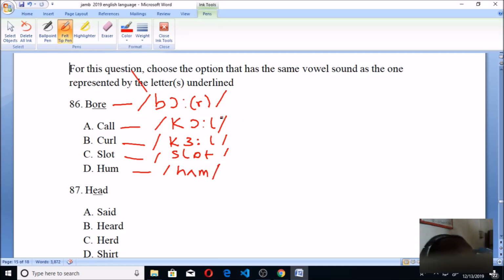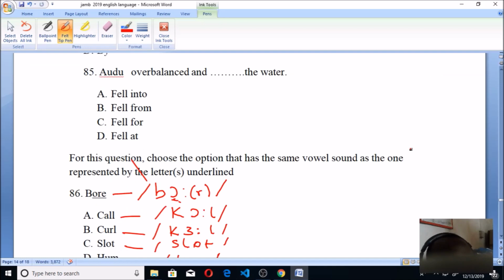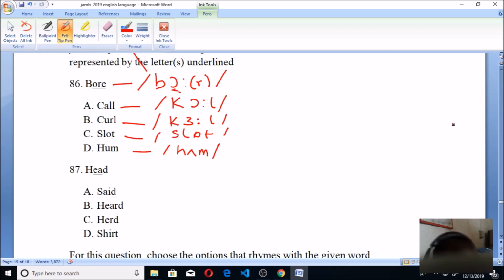So when we look at all these, we can easily see that the R sound, as can be seen here, is exactly the same as what is here. So we can see that the one with similar vowel sound is call.